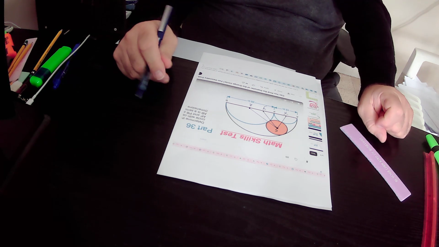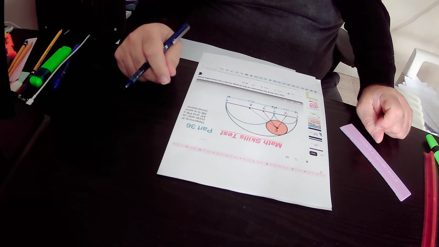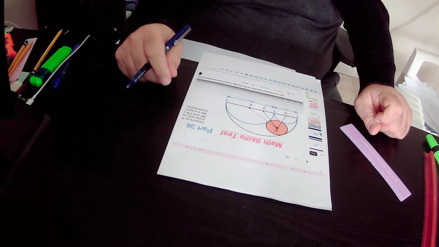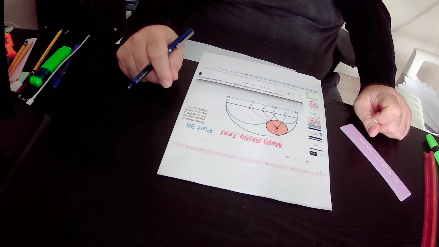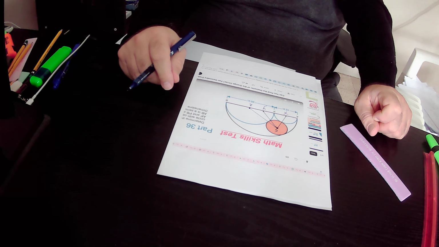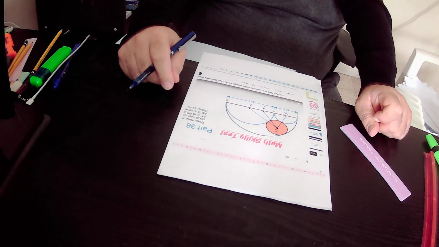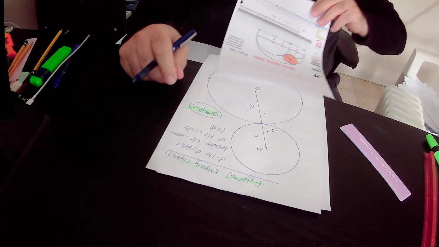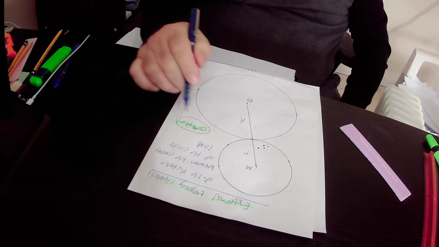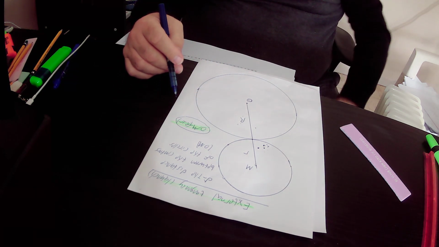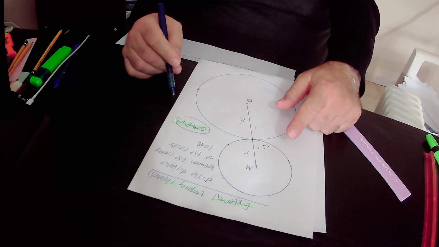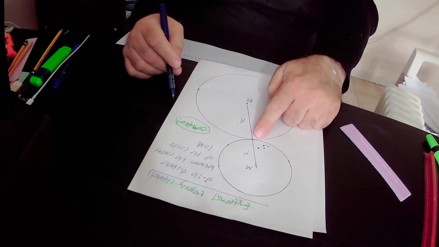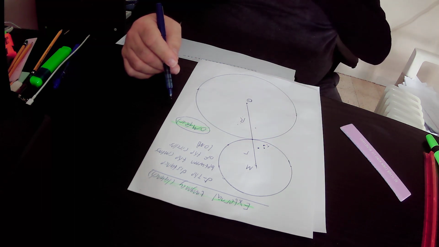I will present to you two new rules that are connected to two circles that are tangent to each other. That is to say, if two circles touch each other at one point, then there are two types of tangency between two circles. The first type of tangency is the external tangency. In this case, those two circles are touching each other at this point. This is the point of tangency between those two circles.